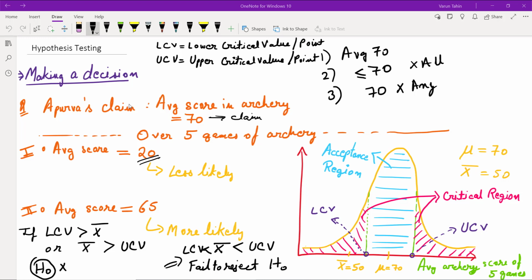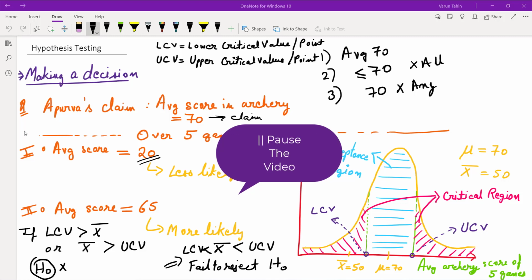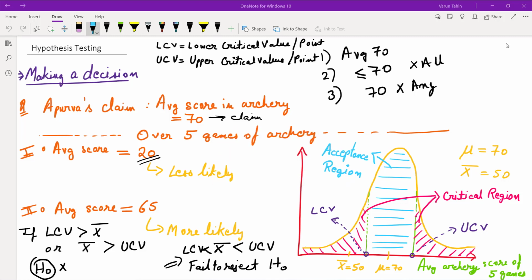Now let's say that we have counted the scores of Apurva and the sample mean comes out to 50 and the population mean is 70. So can you just pause this video and tell me what did you conclude from this? Now as per the things we have learned, we can conclude that the null hypothesis here becomes mu equals 70 and the alternate hypothesis is mu is not equal to 70.